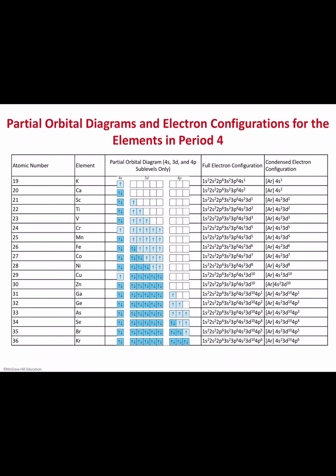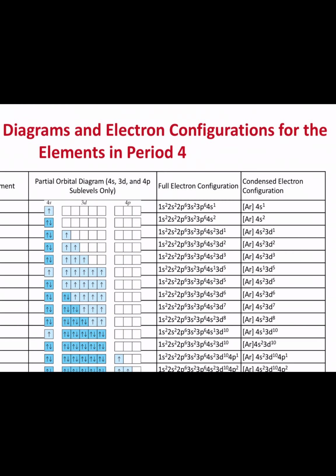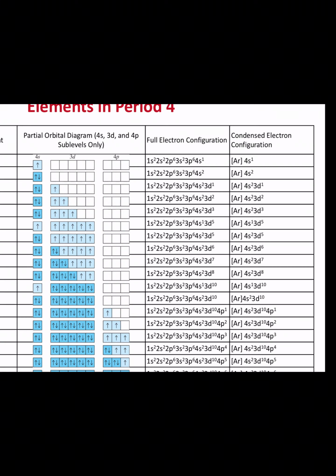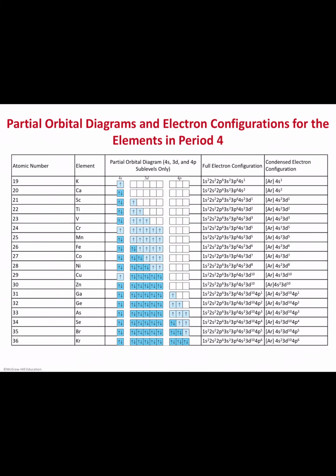So that's what you're going to have over here, copper. You see, this is the copper right there, 4s1 3d10. So that happened for copper and chromium. You see the chromium right there, 4s1 3d5, and for the copper it would be 4s1 3d10. And that's the only difference, and the others will take the normal form. Okay.